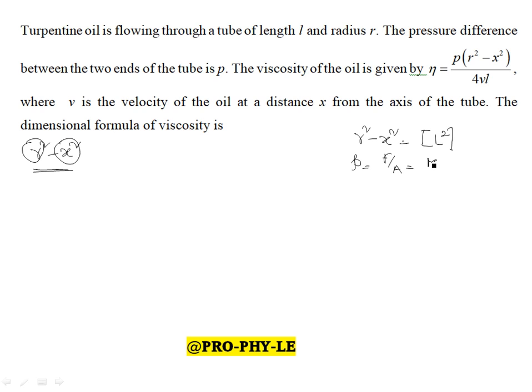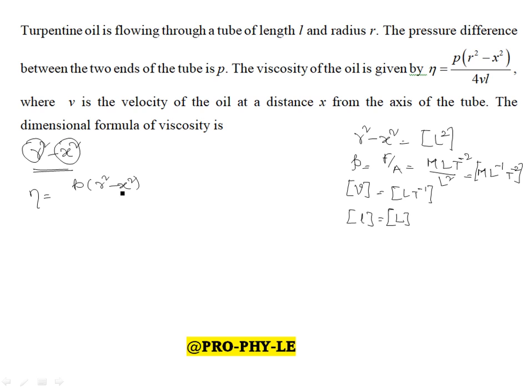Pressure is nothing but force per unit area, that will be M L T power of minus 2 by L square, that will be M L power of minus 1 T power of minus 2. And for velocity, that will be L T power of minus 1, and of course for length it is L. Now I will substitute all these dimensional formulas in this equation. P into r square minus x square by 4VL.